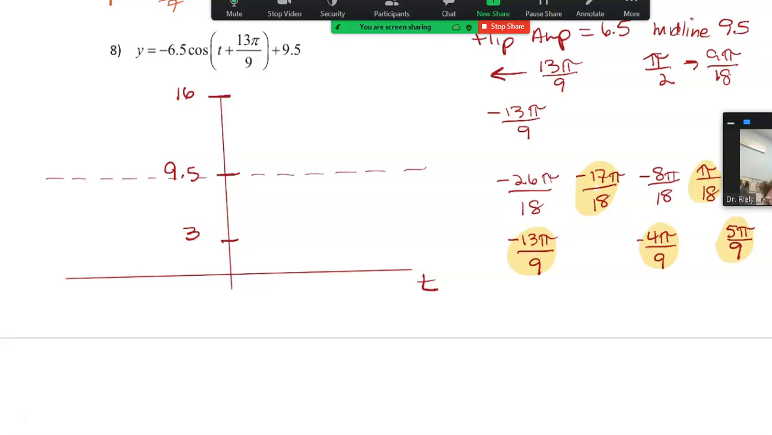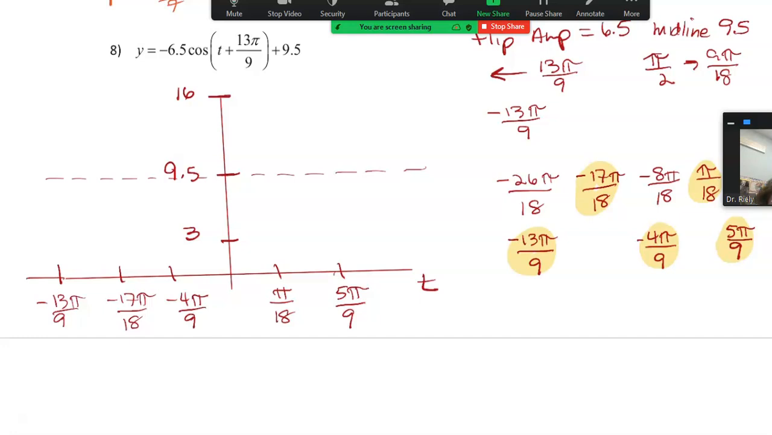And next, what I'm going to do is write in my angles. So grab the ones that are highlighted. I have 3 that are negative and 2 that are positive. So I'm going to go ahead and space them out. Okay, this is negative 13 pi over 9, negative 17 pi over 18, negative 4 pi over 9, pi over 18, and 5 pi over 9.